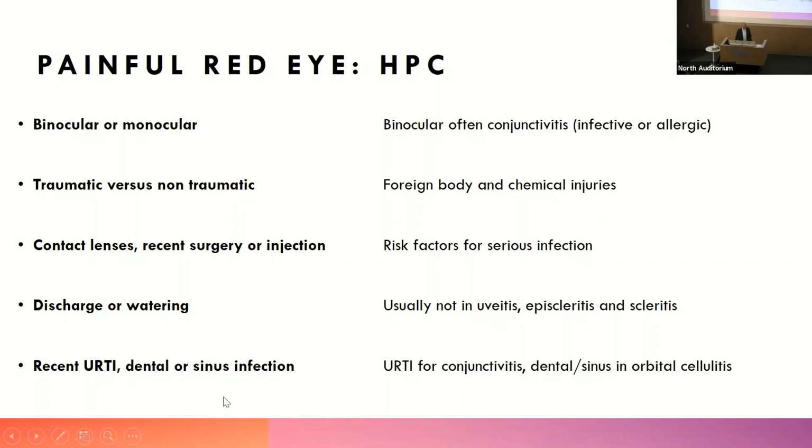And then recent infections elsewhere. So upper respiratory tract is a flag for conjunctivitis. Often you get a viral URTI and then a conjunctivitis. Dental or sinus, that's going to your orbit. That's your orbital cellulitis risk factor, okay? So someone comes in, painful eye socket, everything swollen and red. Oh, I had a tooth extracted last week or whatever. So you're immediately thinking orbital cellulitis.